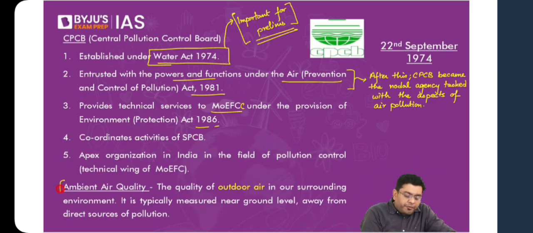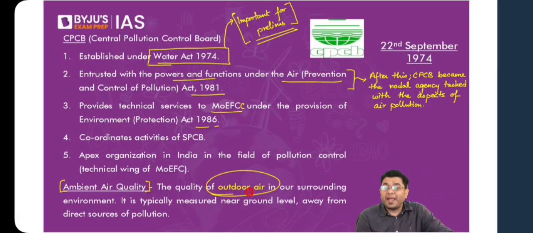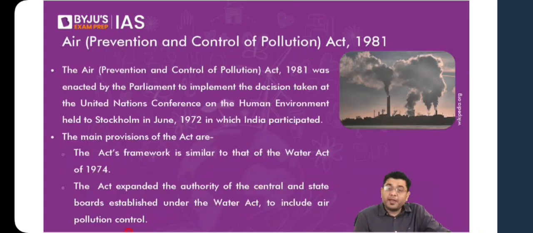Now, there was a concept of ambient air quality which was established. That ambient air quality basically meant the quality of outdoor air in our surroundings. Ambient is derived from the term ambience, so that is basically the surrounding. When you are looking at your surroundings, it is typically measured near ground level, away from very direct sources of pollution.